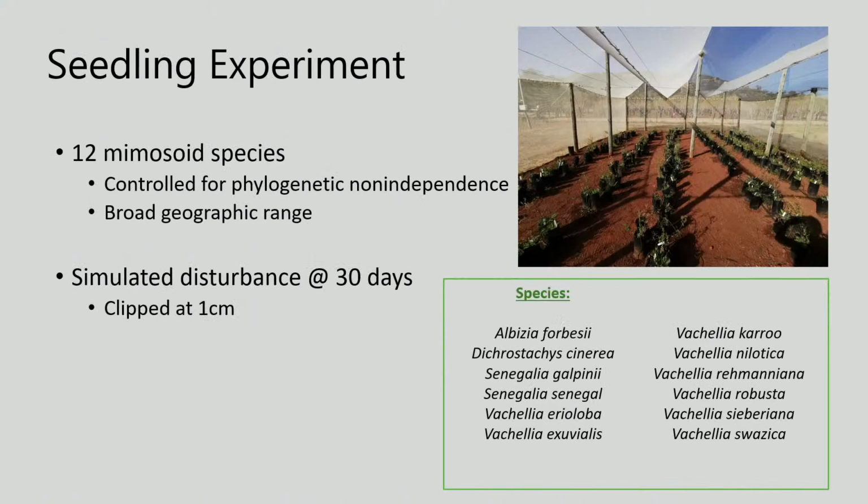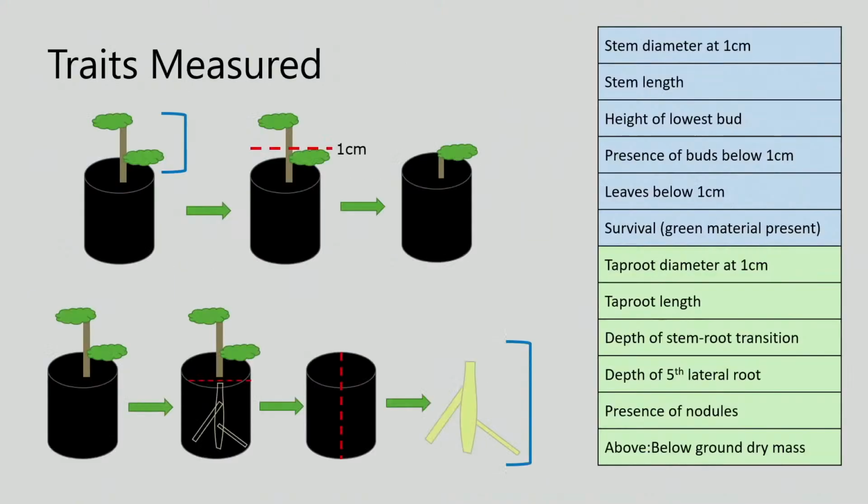So we conducted an experiment with 12 legume species from the mimosoid family, thus controlling for phylogenetic non-dependence. Additionally, we selected species from different geographic areas, disturbance regimes, and climatic conditions. We simulated disturbance by clipping the individuals at 1 centimeter above the soil surface when they were 30 days old.